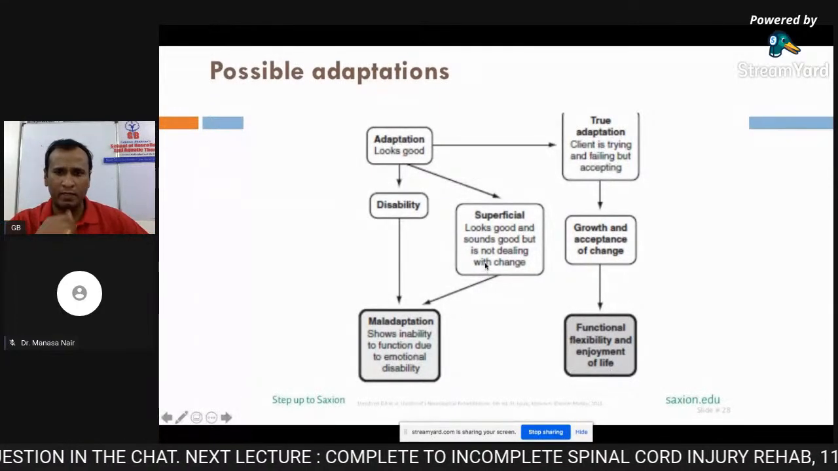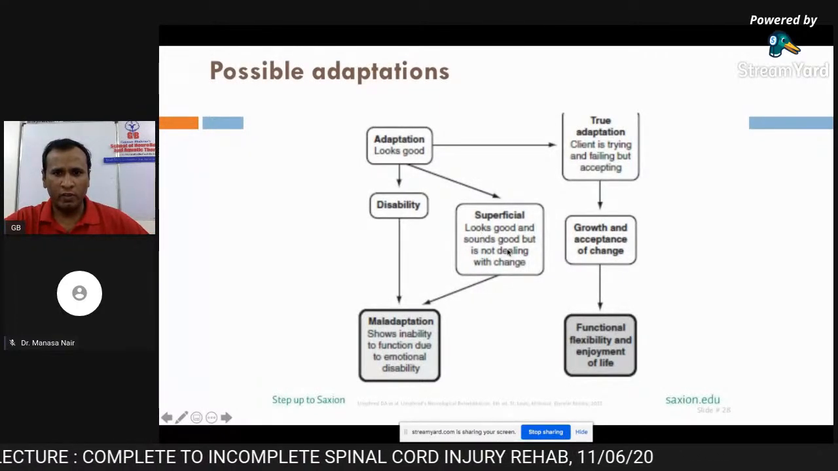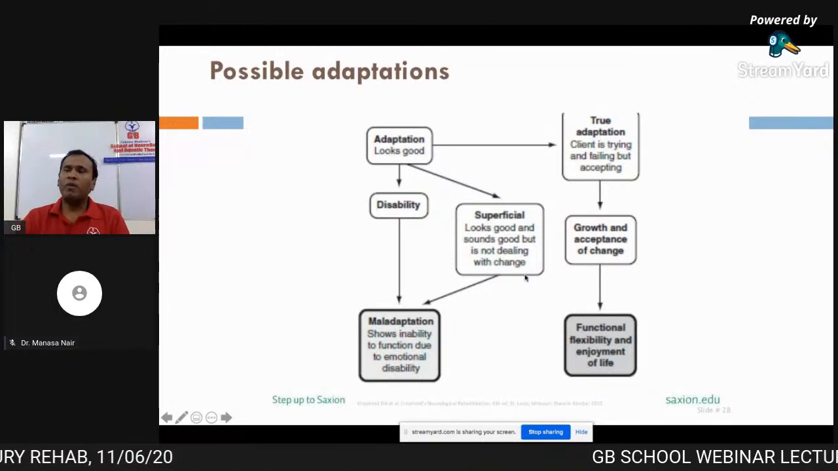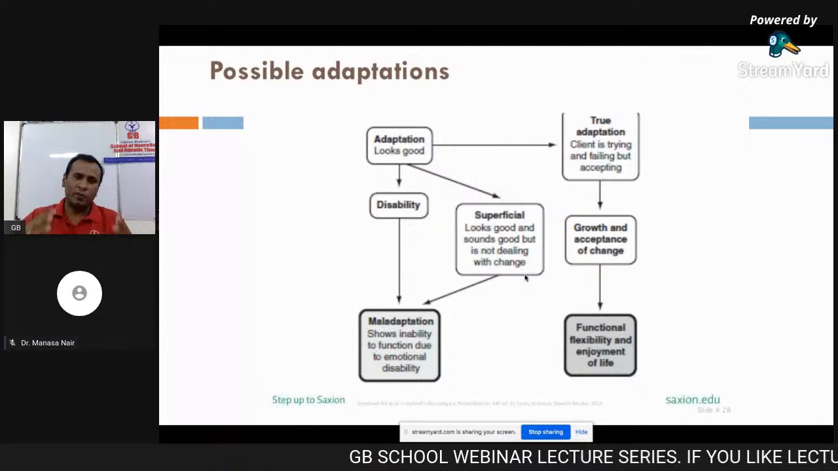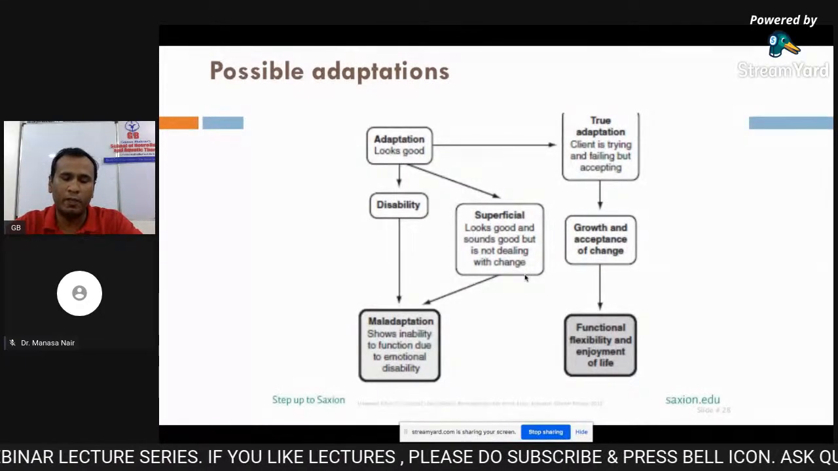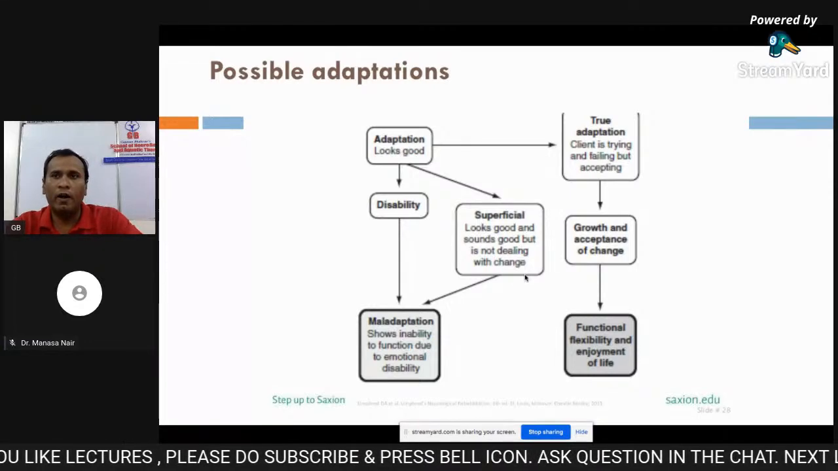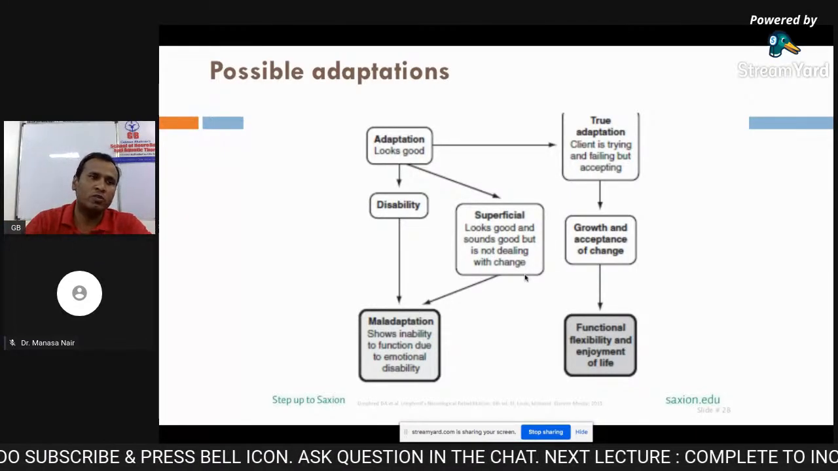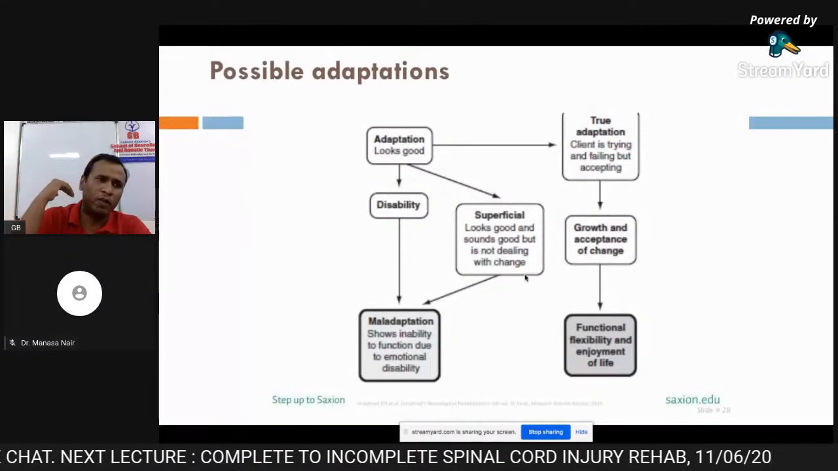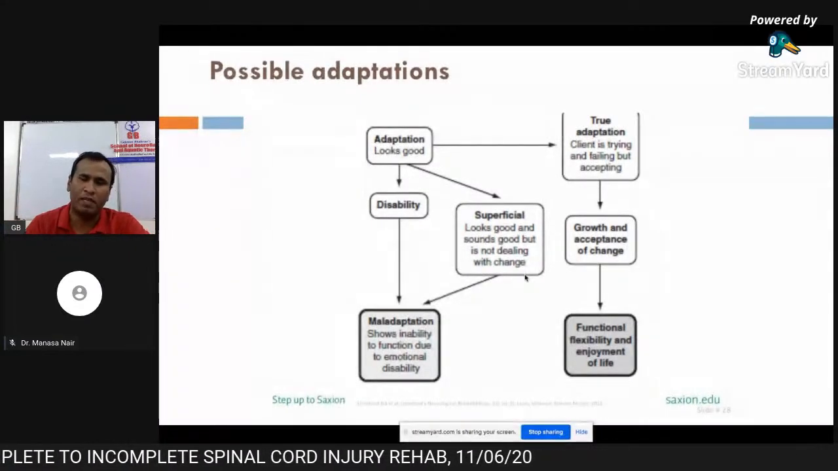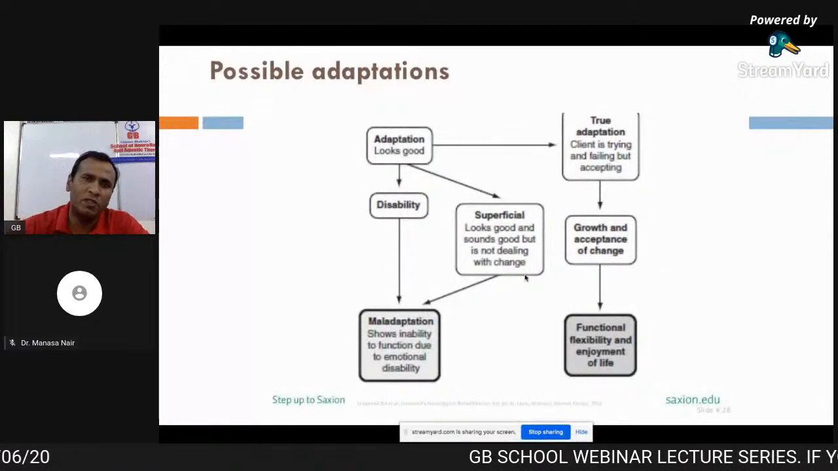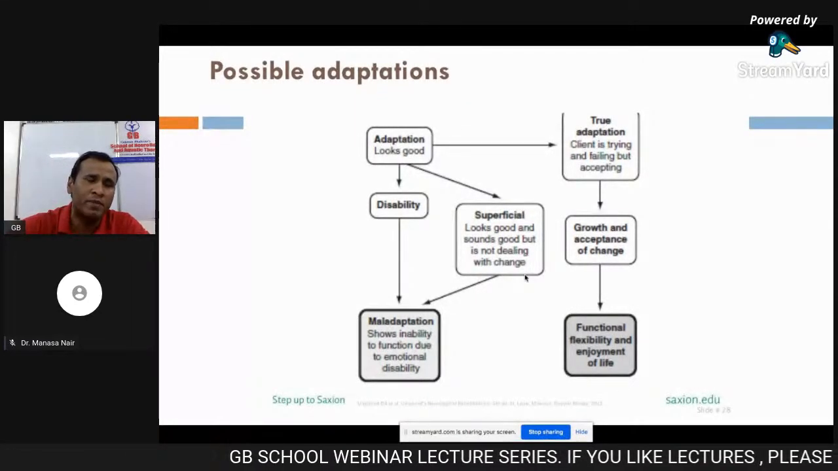And if some adaptations are superficial and look good and sound good, but are not dealing with the change, like suppose we always give the patient some instruction to do some activity. Like suppose you are teaching, very commonly in our regular therapy rehab, how to do supine to sit, or how to do sit to stand, and how to walk. And in the particular training, they understand your instructions, they copy paste for a few times, and they can easily do that. But the moment they go home, they go back to their real life situations, they always follow the previous pattern.